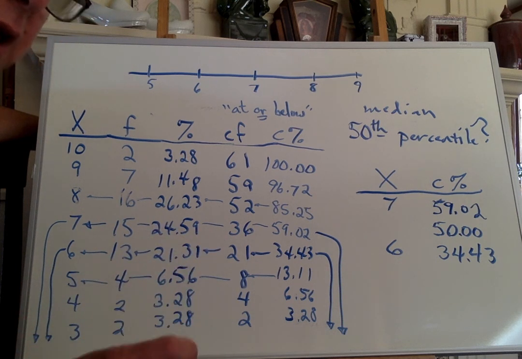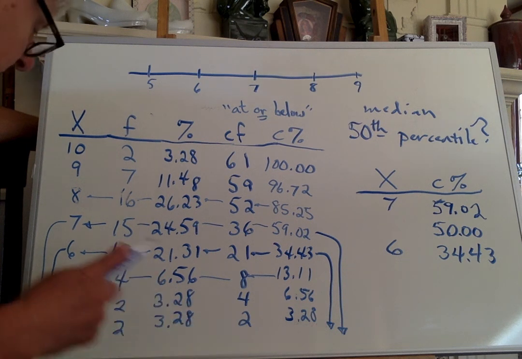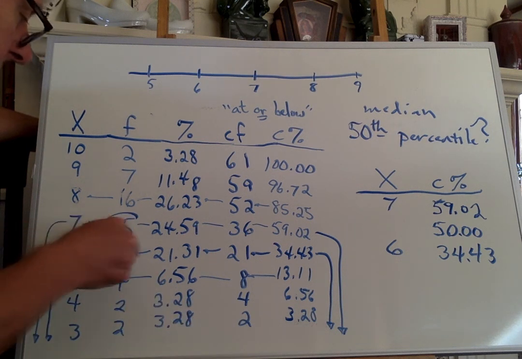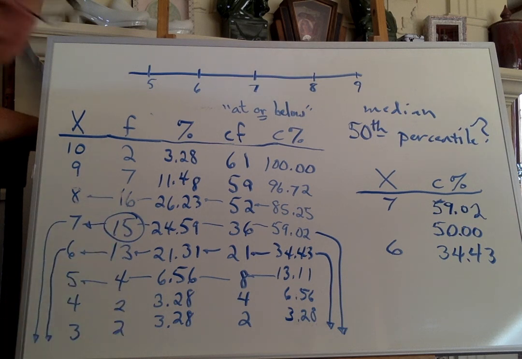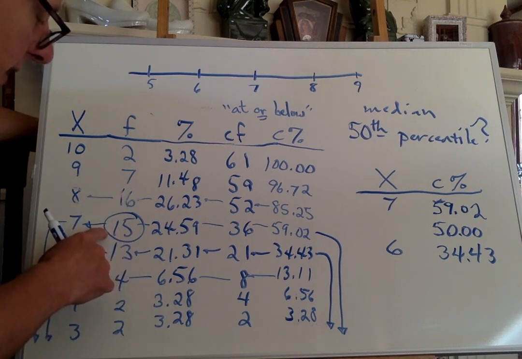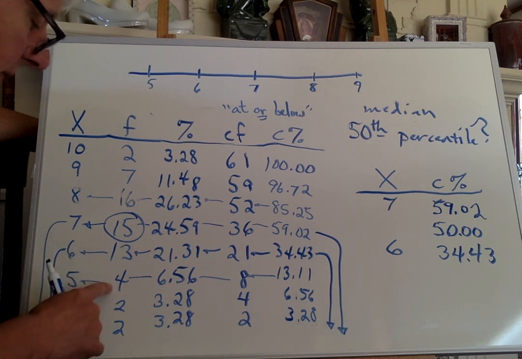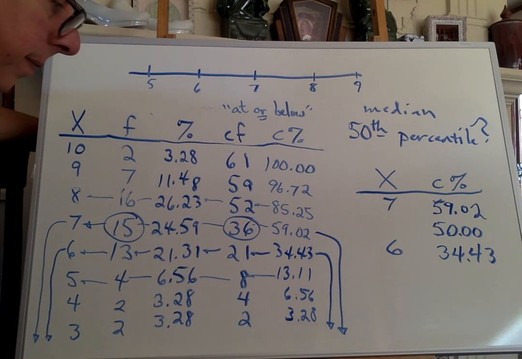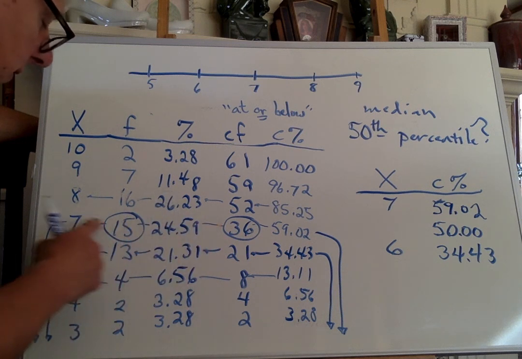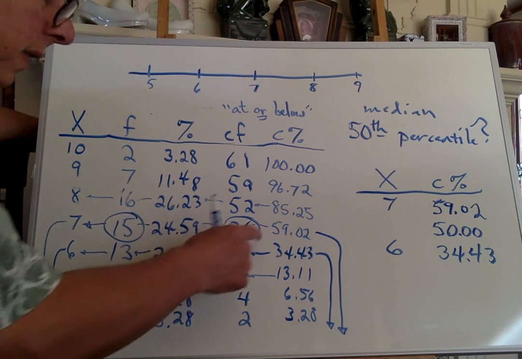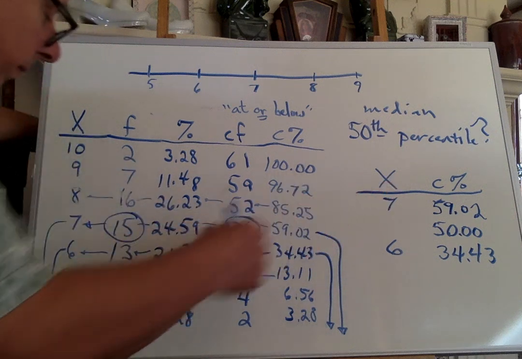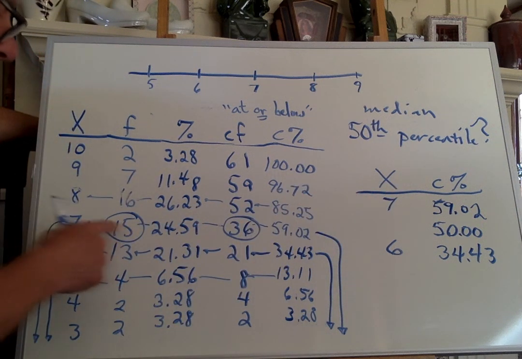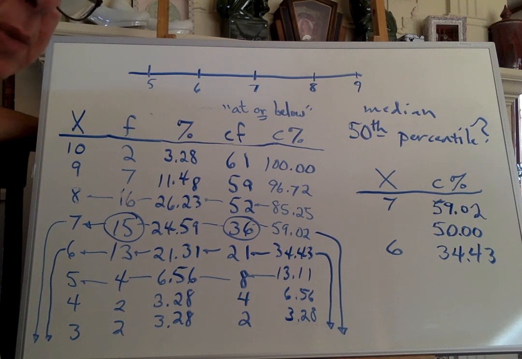How many people reported a happiness value of 7? Well, there were 15 of those people, right? And in fact, those 15 plus these 13 plus these 4 plus these 2 plus these 2 ended up giving us this number, 36. That is, 36 people said 7 or below. That's how we got 59.02. But I want to focus right here. 15 people reported a happiness level of 7.